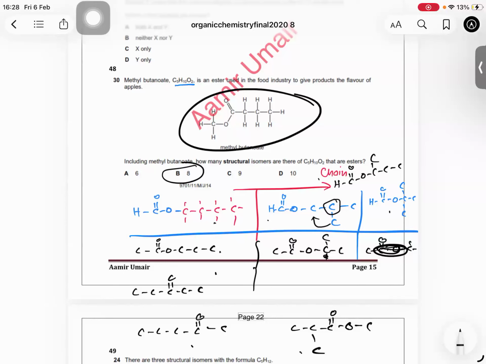Is it clear? If you include this one, then it's 9. Including it, it's 9. Okay, so that's all for structural isomers. We'll start stereoisomerism in the next class.